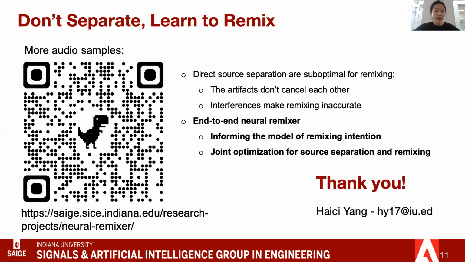Finally, the takeaway for you. Because of the artifacts and interference, direct source separation is suboptimal for remixing. So our end-to-end neural remixer can help with this issue by informing the model of the remixing intention and jointly optimizing separation and remixing.